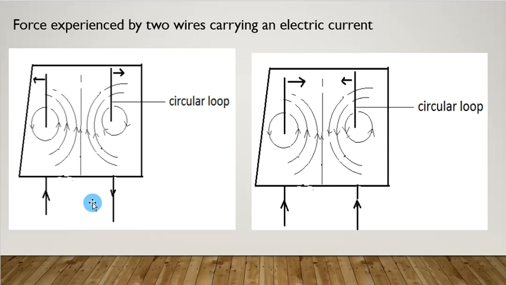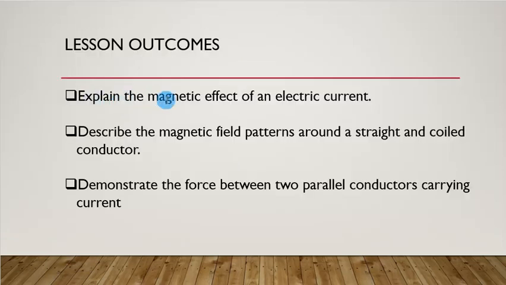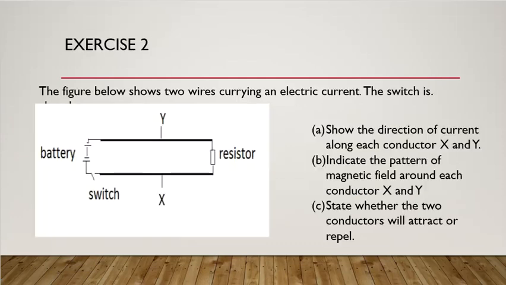Okay, and I'm sure we have looked at the outcomes we set for this lesson. To go through quickly, the outcomes we had were to explain the magnetic effect of an electric current, which we have done. Then we have described the magnetic field patterns around the straight and the coiled wire. We have also included a single loop. And then we have demonstrated the force between two parallel conductors carrying an electric current. Okay, so with these outcomes covered, I want you to just look at this exercise.